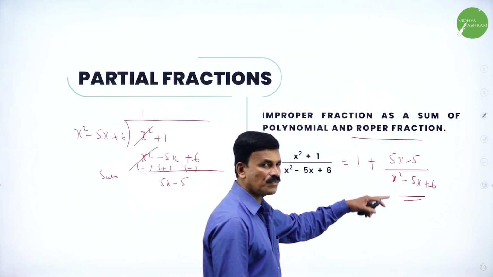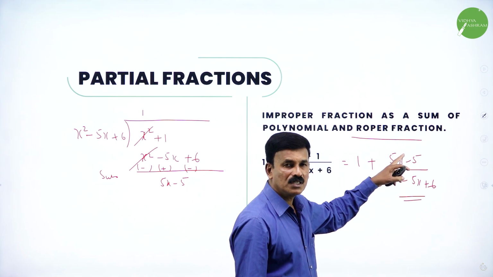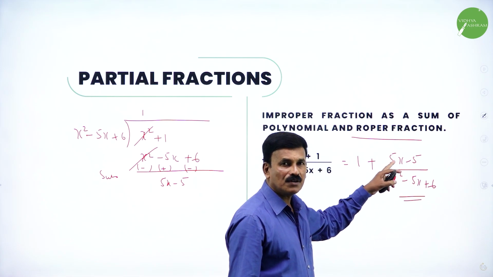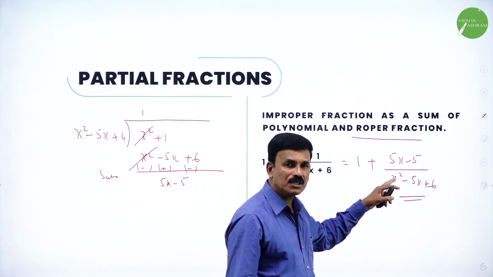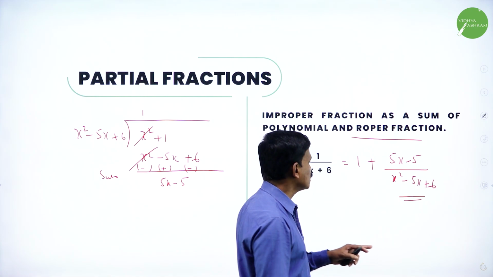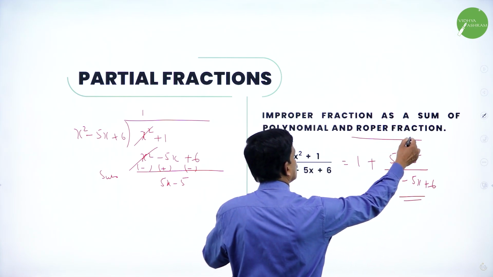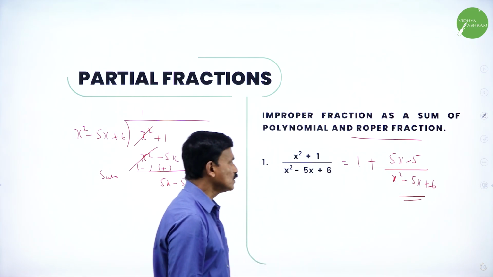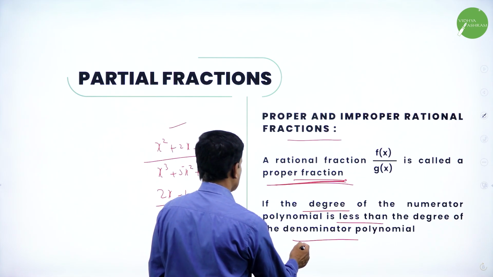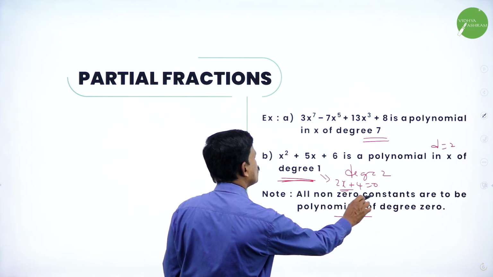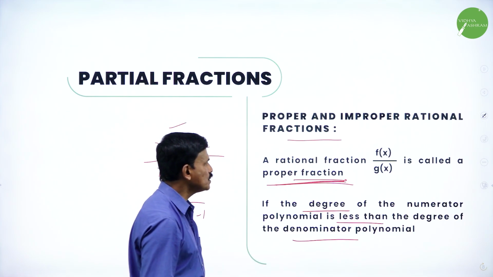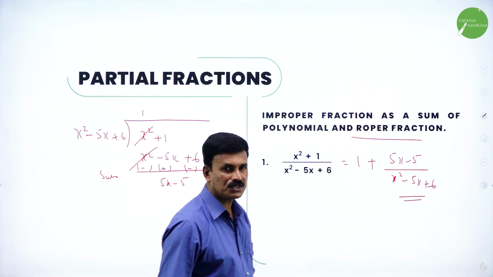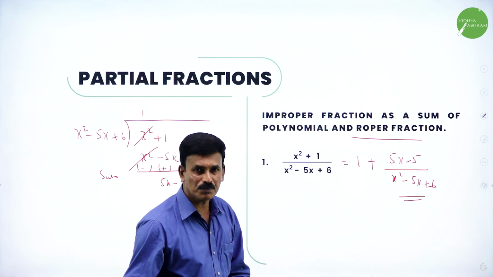See, this is a proper fraction because the degree of x in the numerator is 1 and the degree of x in the denominator is 2. So, the degree of the numerator is less than the degree of the denominator. Therefore, this is a proper fraction. So, an improper fraction can be expressed as a sum of a polynomial and a proper fraction. As I told you, all non-zero constants are polynomials of degree 0. So, this is a polynomial of degree 0 and this is a proper fraction. So, a sum of a polynomial and a proper fraction, right?